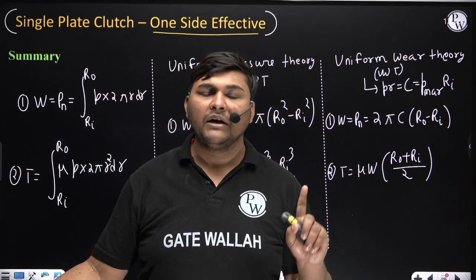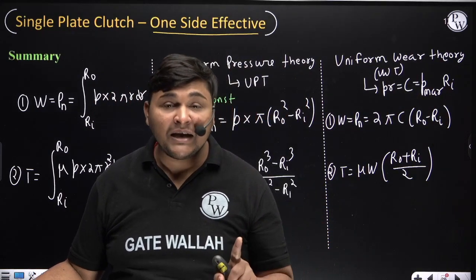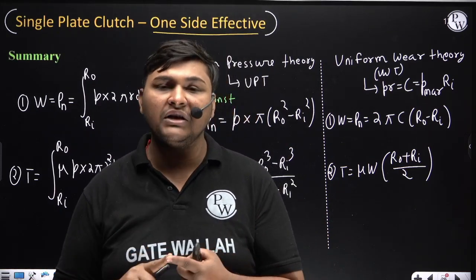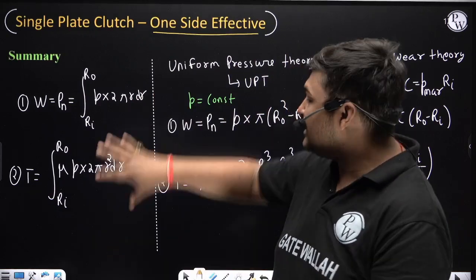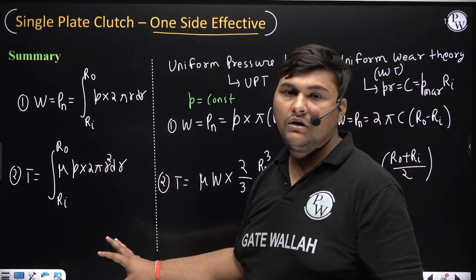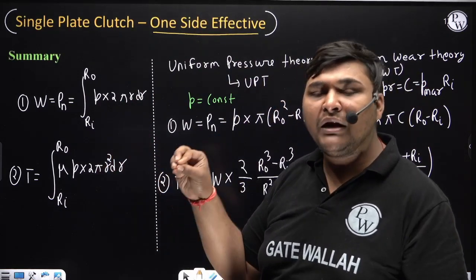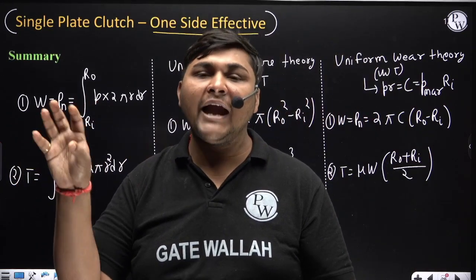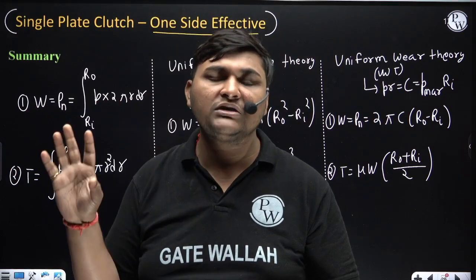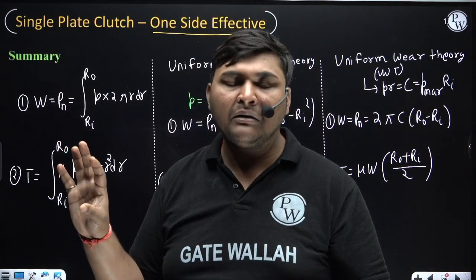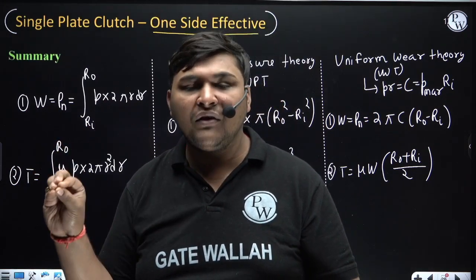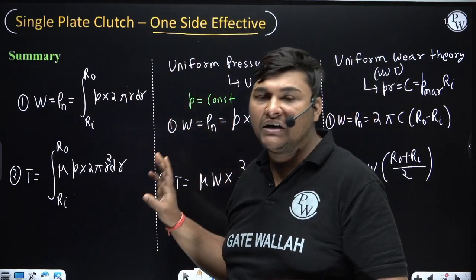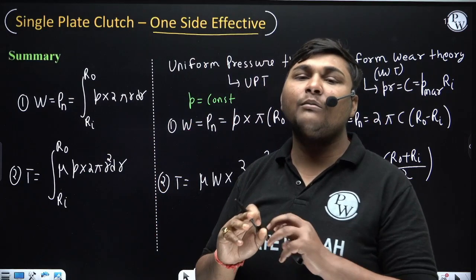Now we will discuss single plate clutch with both sides effective, and in that discussion you need to understand what difference will come with respect to this relation. If you remember that difference for single plate clutch with both sides effective and for multiplate clutch, which I will also discuss after that, then the analysis will become very easy as compared to single plate clutch with one side effective.